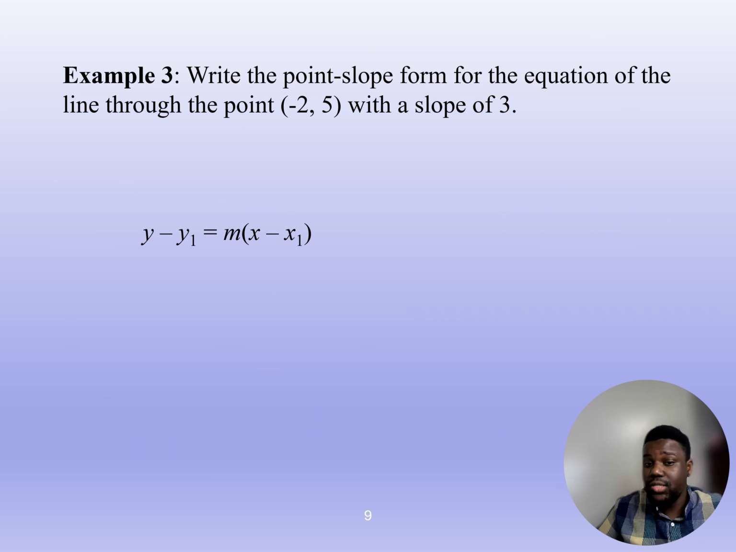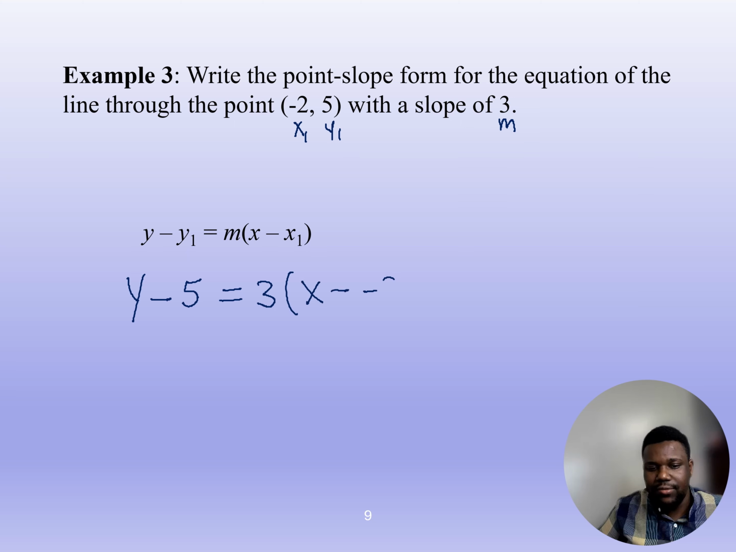It says write the point slope form for the equation of the line through the point (negative 2, 5) with a slope of 3. So negative 2 will be our x1, 5 will be our y1, and our m, which is our slope, will be 3. So let's go ahead and just type that into the formula. So y minus y1, which is 5, is equal to our slope, which is 3, parentheses x minus negative 2.